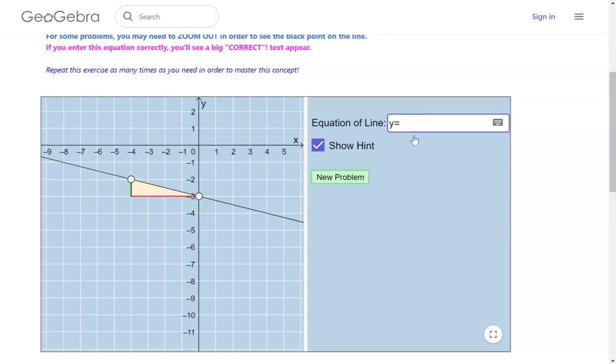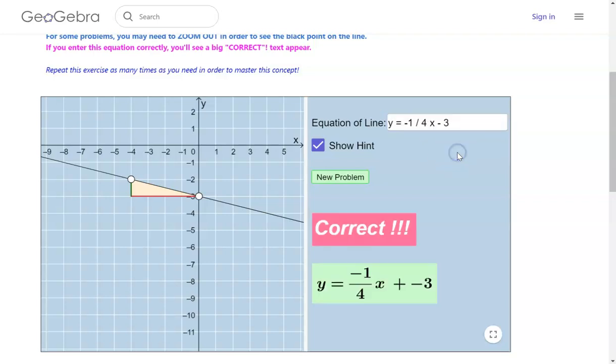y equals -1/4, -1 divided by 4. And then I'm going to use the slope-intercept form this time, -3. And then click here, and then it'll say correct. So don't click new problem, because it'll delete that problem. Click out onto this blue part, and it'll say correct if it is correct.